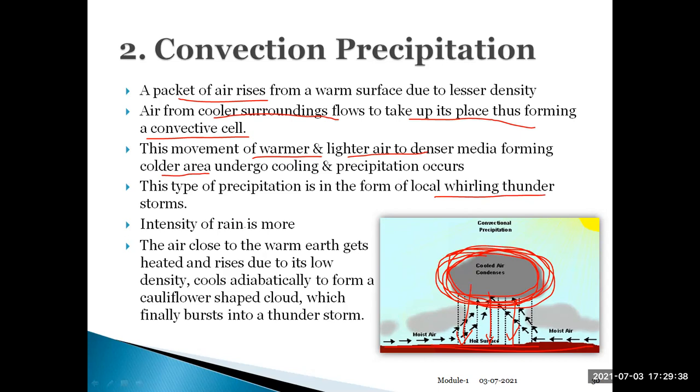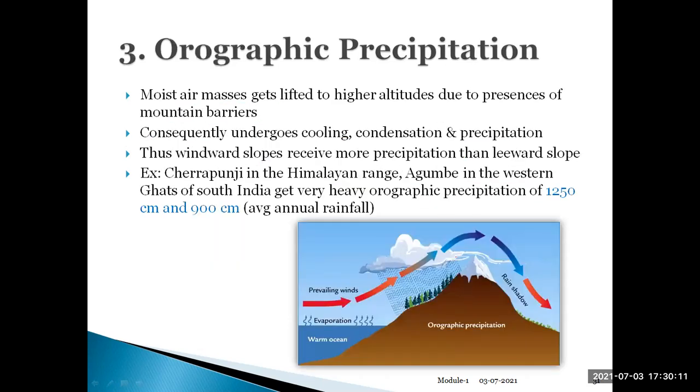And here, from this type of precipitation, the intensity of rain is more, and the air close to the warmer earth, as I have already told, whatever air is close to the hot surface will get lifted up and cool adiabatically, and it will form a cauliflower-shaped cloud. Like you can see in the figure, this particular part looks like a cauliflower. After that, it will burst and the rainfall occurs. That is the convective precipitation.